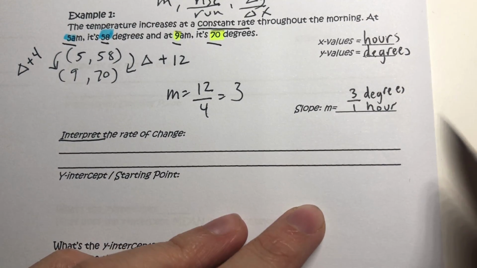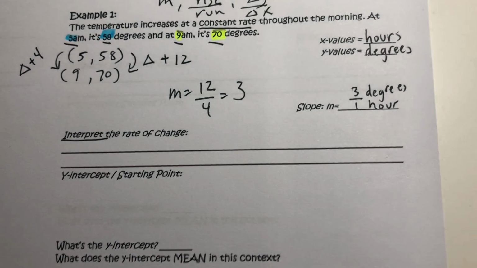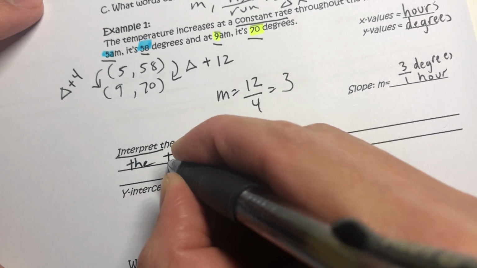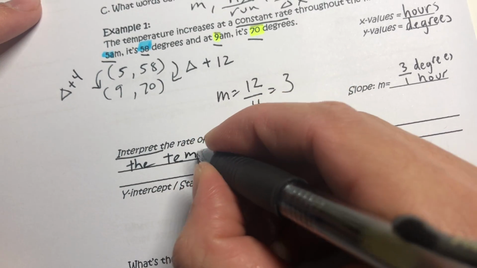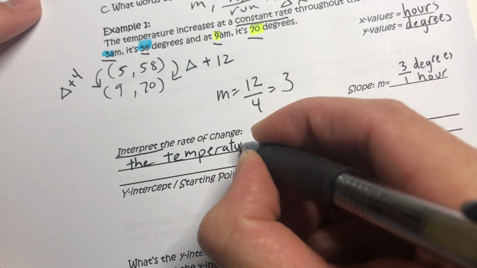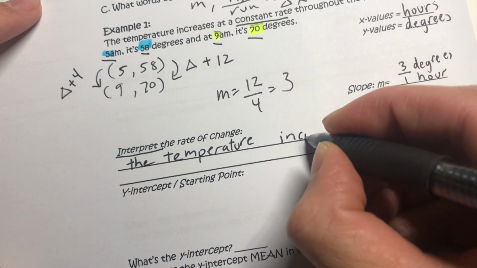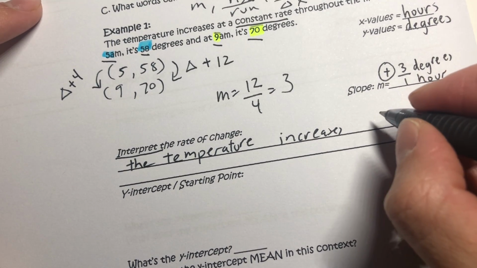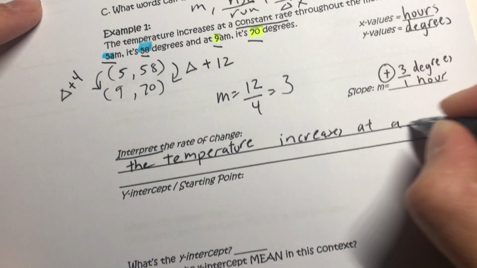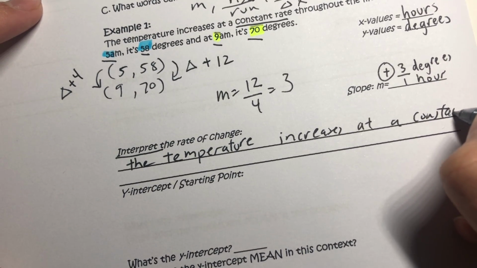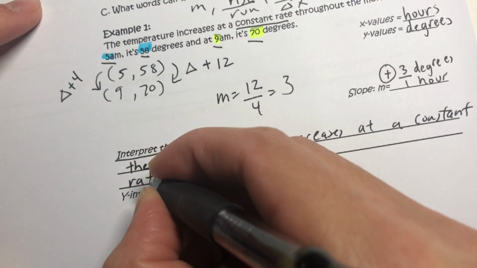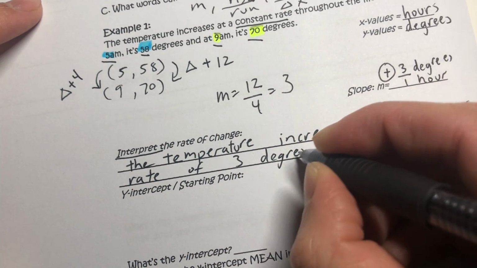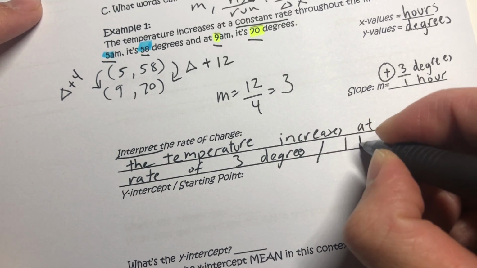So we're going to interpret the rate of change as the temperature increases. It increases because this is a positive, right? It increases at a constant rate of 3 degrees per 1 hour.